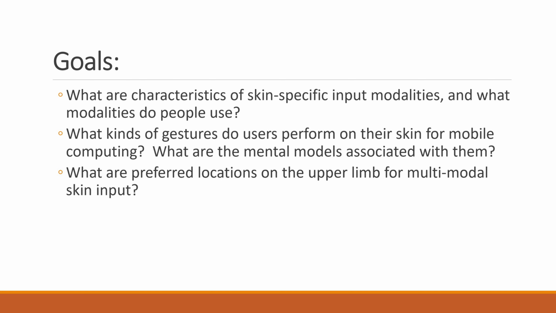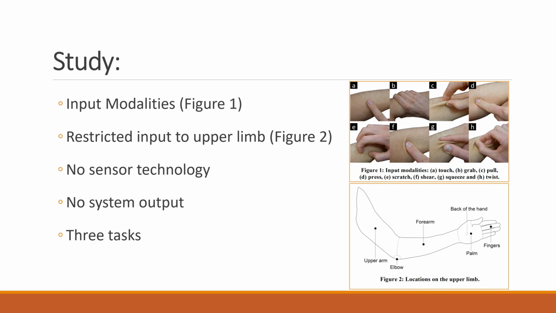So what we're going to look at today are the goals of their study. The first goal was, what are the characteristics of skin-specific input modalities, and what modalities do people most often use? The second goal was to find what kind of gestures the users perform on their skin, and the third goal was to find the preferred locations on the upper limb for multimodal skin input.